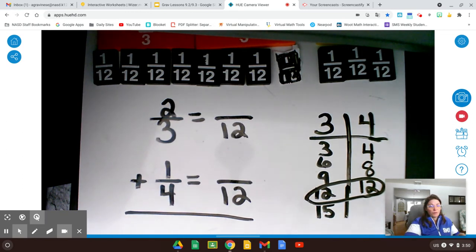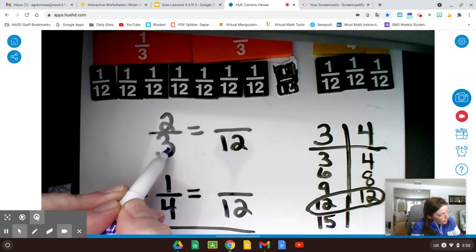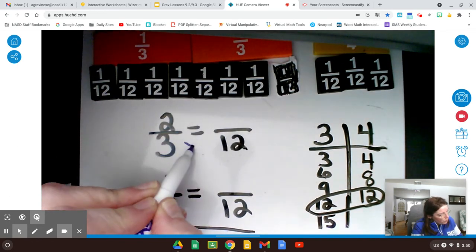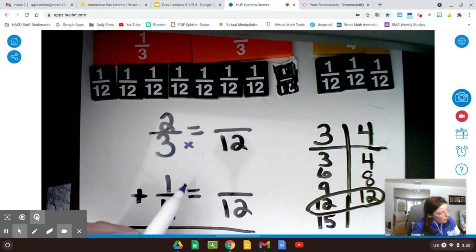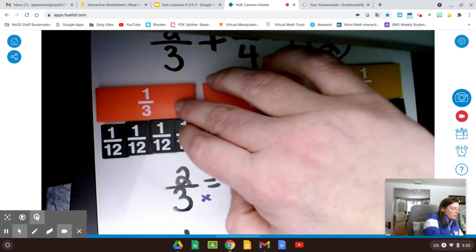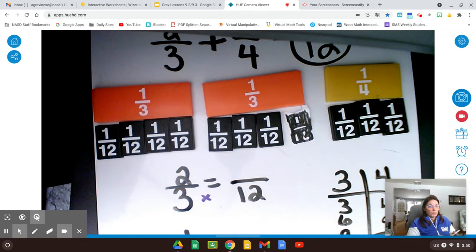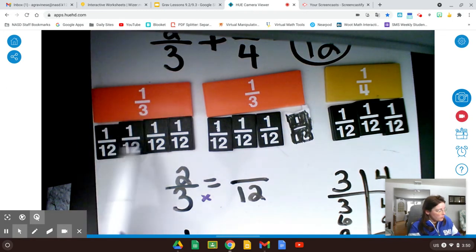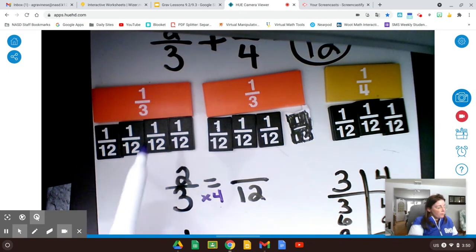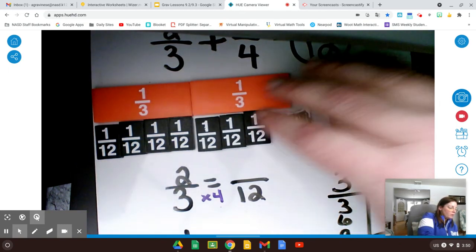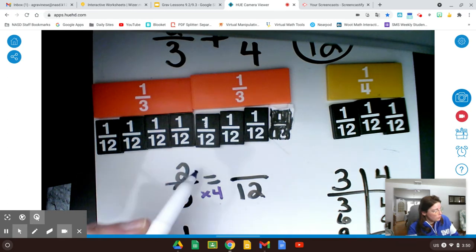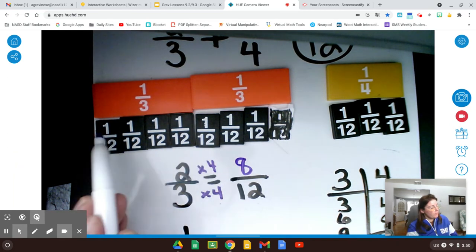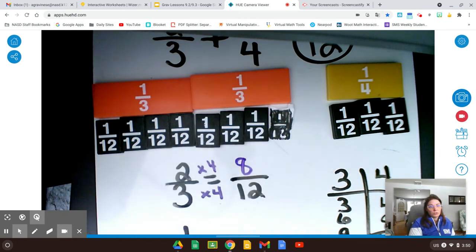All right. Step 3, find your equivalent fractions. 3 times what gives me 12? In other words, how many of those 12ths were in one of these thirds? There were 4 of those 12ths in a third, but we had 2 of those thirds. So 2 times the 4 gave us 8 12ths that are in 2 thirds.